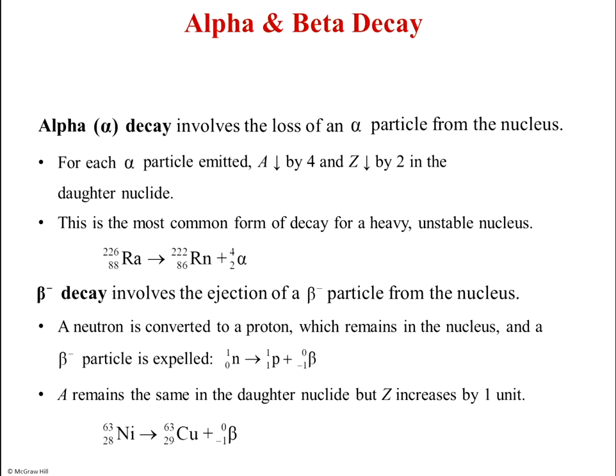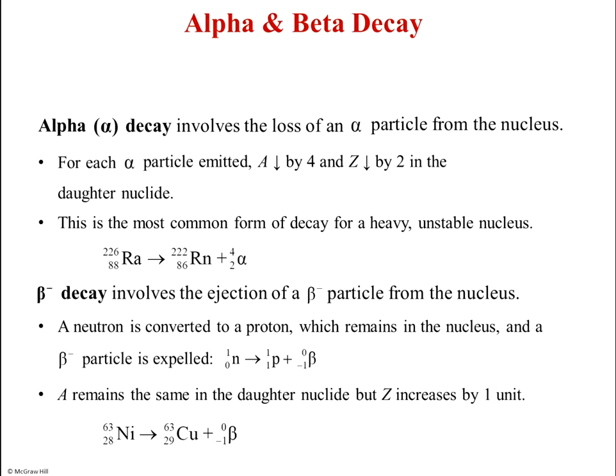Now we're going to look at the common types of decay processes that nuclides undergo. The first one is alpha decay. Alpha decay involves the loss of an alpha particle from the nucleus. So for each alpha particle emitted, the mass number will drop by 4, and the nuclear charge drops by 2, because 4 nucleons, and 2 of those are protons. This is the most common form of decay for heavier nuclei, particularly heavy unstable nuclei. So here we see radium, and radium-226 will decay to form radon-222 plus the alpha particle.